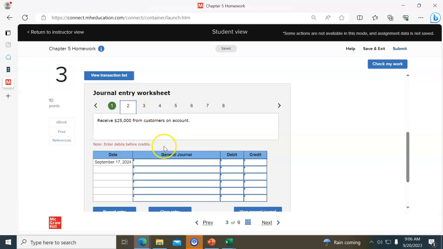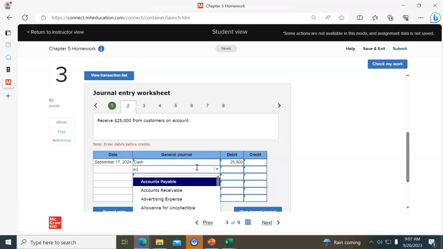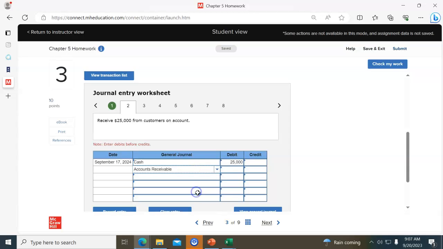Now, receive $25,000 from customers on account. We debit cash. We credit accounts receivable.